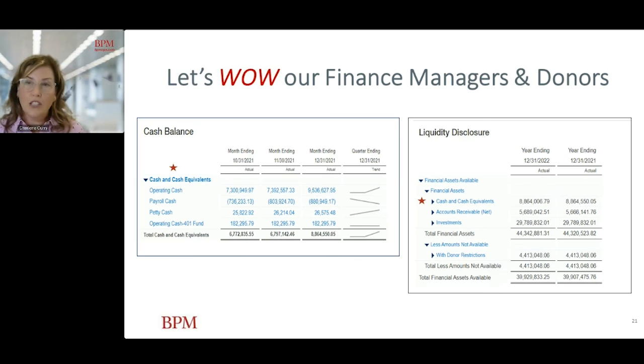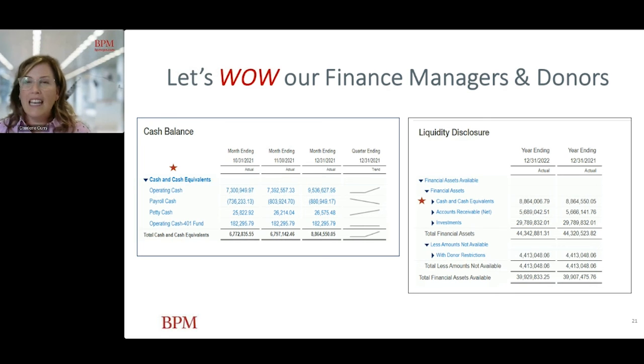The liquidity disclosure report, often people think of it as just a required disclosure in the audited financials. But I've learned to start to use it in the everyday operations at nonprofits. Especially board of directors love to see this often. And what this liquidity disclosure report does is it shows you the liquid assets of the organization. That's that total financial asset line here on this example, the 44 million. This example is in really good shape.